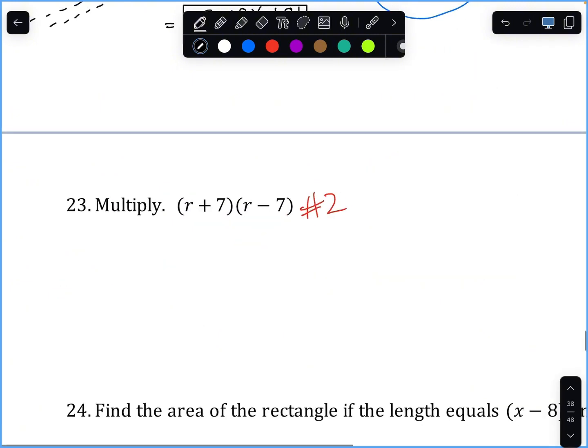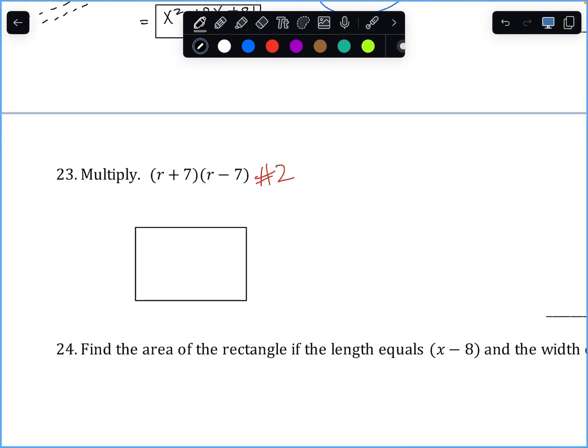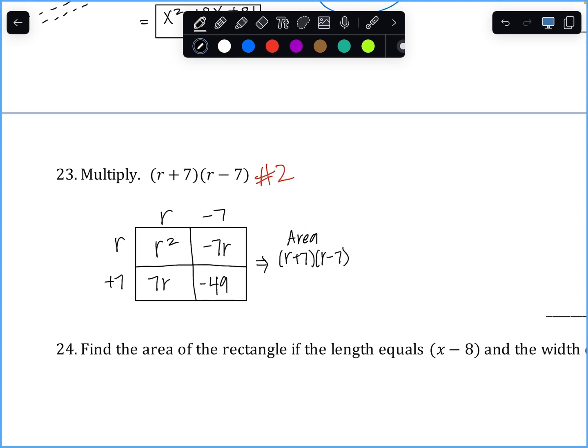Number 23. 7 jumped down at the R, and 7 jumped down, and I equals negative 49. I wrote it out as r squared minus 7r plus 7r minus 49. And these two cancel out, positive and negative, so my answer was r squared minus 49.